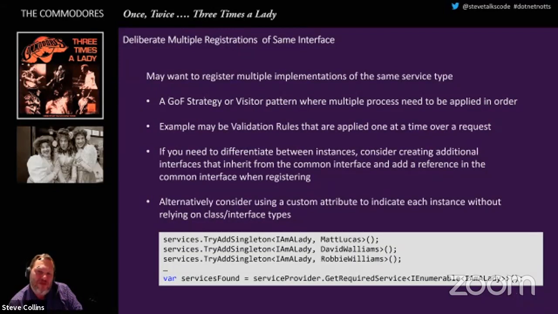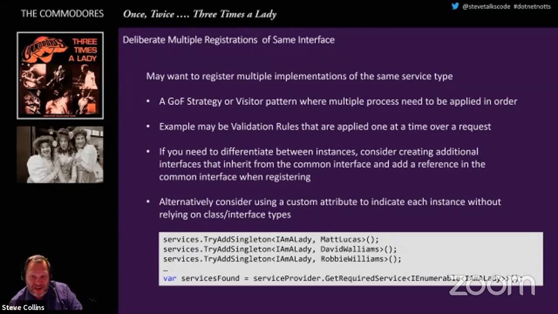So we're talking about deliberate multiple registrations of the same interface. Why would you possibly want to do that? You may want to register multiple implementations because you're doing something like a Gang of Four strategy pattern or visitor pattern, where you've got a consumer that says, I want to do multiple operations on something and I'm going to get all the things I need to do out of the container.